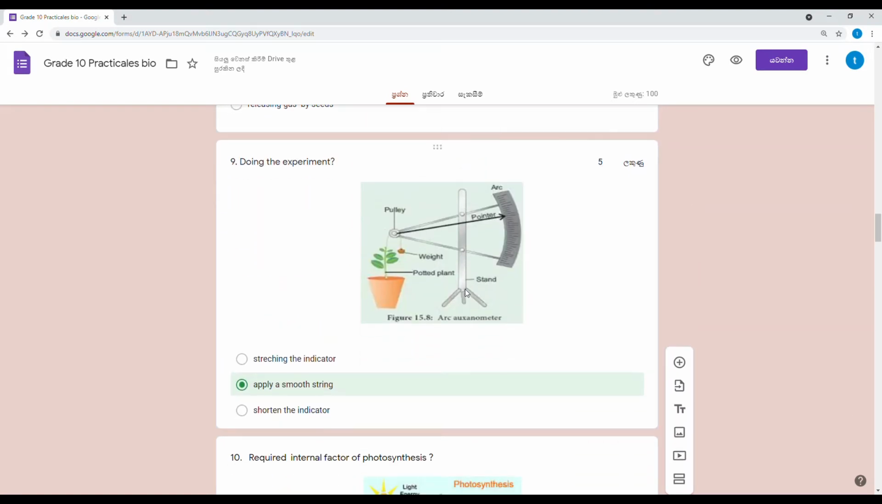And the next one, again from grade 10. Here, check whether you know this one, that is the auxanometer. You can see the growth rate of a plant using this. But in practice, when you are doing this one, it is a very difficult practical, because we have a very small potted plant here. Then there should be a very smooth string. Otherwise, if friction is coming from the pulley and the string, then you can't see any movement in the indicator. And if you want a more sensitive reading, then we can increase the size or the length of this pointer or indicator, and we can get a more accurate reading.